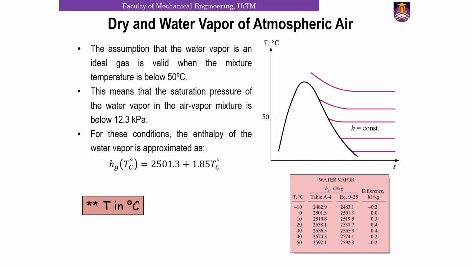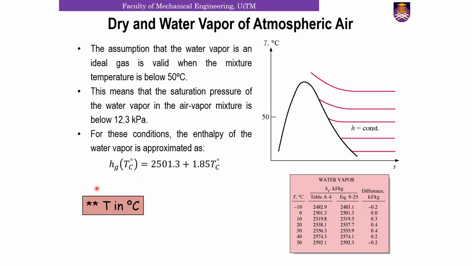Right, so this is another note on dry air and water vapor of atmospheric air. As you can see here, the partial pressure of water vapor is usually referred to as the vapor pressure, and it is the pressure water vapor would exert if it existed alone at the temperature and volume of atmospheric air. So since water vapor is an ideal gas, the enthalpy of water vapor is a function of temperature only. Which we have seen earlier, right?